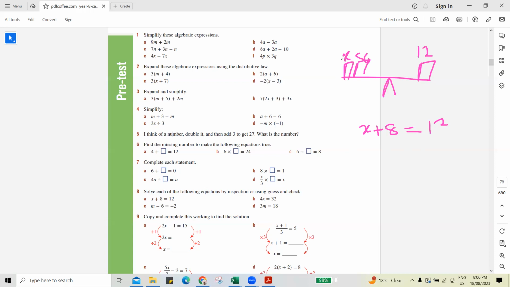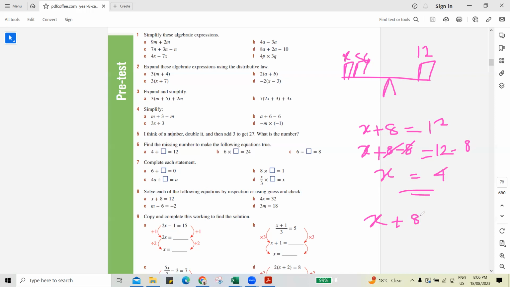Easy. That is 4. Because this person should be 4. 4 plus 8, 12. How does it come? This X plus 8 you can take away 8 this side. And other side take away 8. Then this one to this one cancel. X equal 4.